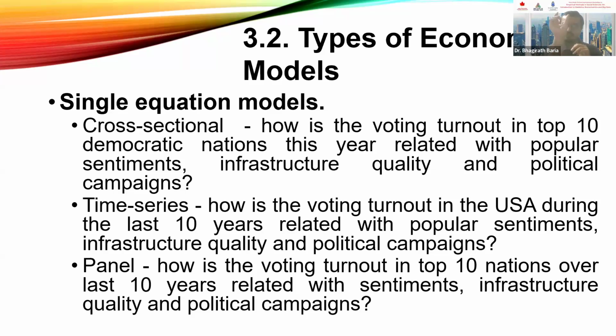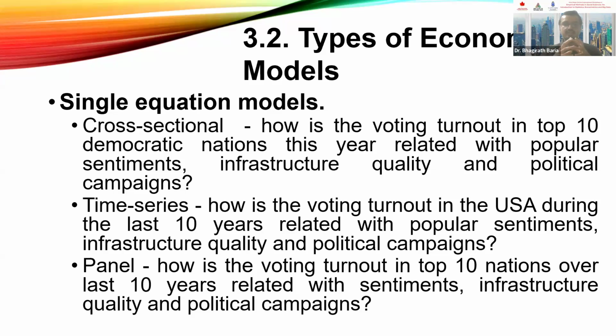Similarly, you take one cross-section. There were 10 countries: USA, UK, India, Brazil, China. Now, China can't be in this calculation, sorry. We are looking at purely democratic countries. So if you take any one country, let's say USA, now you ask the same question: how is the voting turnout in the USA for the last 10 years related with the same X variables: popular sentiments, infrastructure quality, political campaign? Now there is a time series dimension. It's a time series single equation model. Why? Because now there is only one cross-sectional unit but many time elements. In the previous one, there were many cross-sectional units, only one time element.